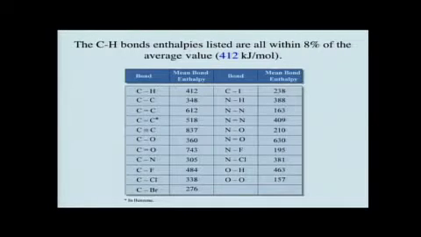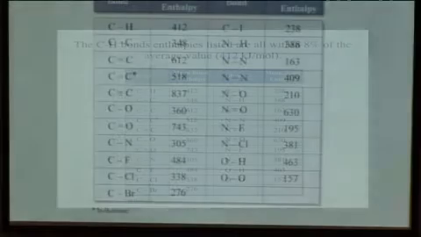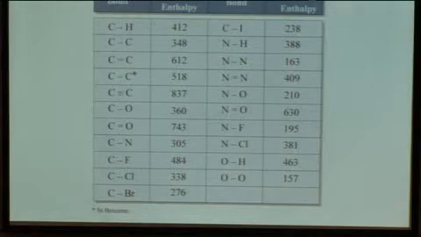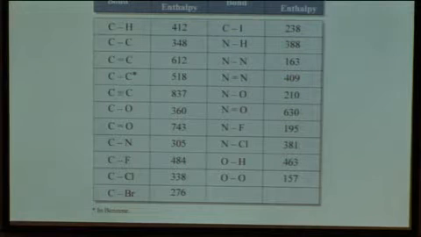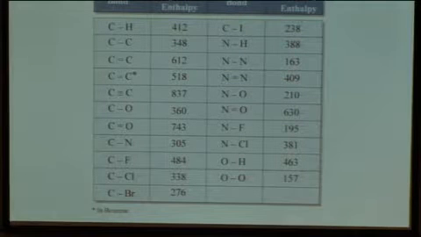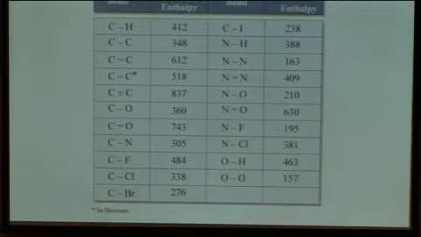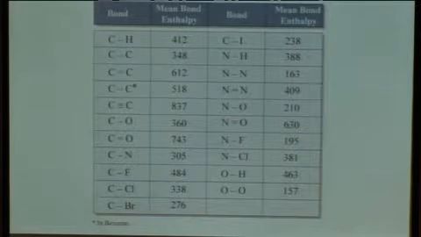And in your book, you can look up any type of bond that's listed here. So we saw CH is 412. You can look up a CC bond. You can look up a CC double bond, a CC triple bond, and so on. And you'll note that what these are are mean bond enthalpies. So they're the average of all different types of CH bonds or CC bonds that you can imagine.